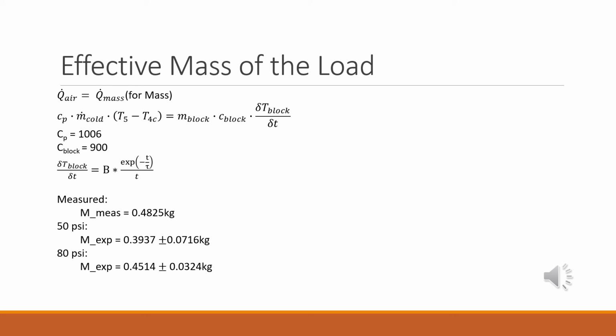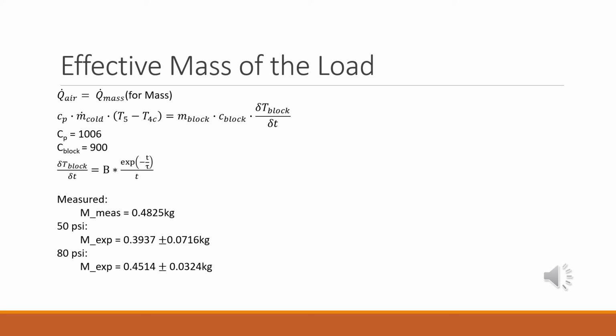For computing mass, we assume all heat into the air is coming from the block, which means the heat transfer rate due to ambient heating is zero. So the energy change rate of the mass is equal to the energy change rate of the air. In order to calculate the mass of the block, we need to find the derivative of the temperature of the block, and it is equal to B over tau times exponential negative t over tau. And we've found tau and B values from the cooling rate part.